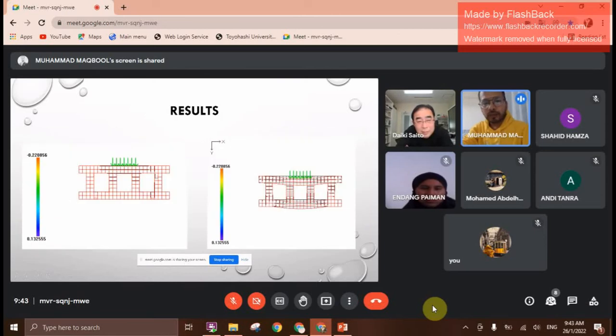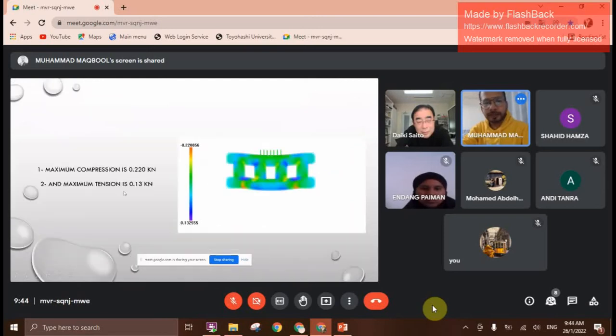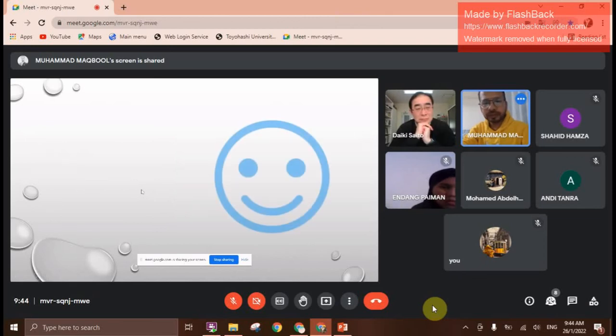After applying the force, I did the analysis, and the results I got are: maximum compression is 0.222 kilonewton, and the maximum tension, which is shown in blue color, is 0.13 kilonewton. Thank you for your attention.